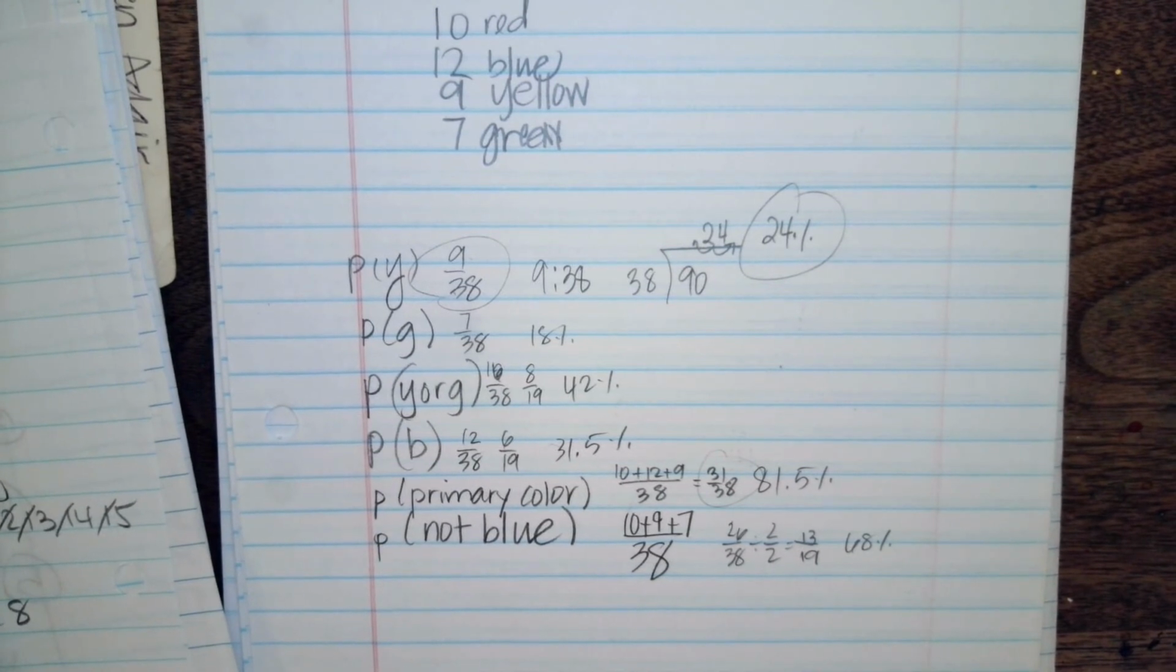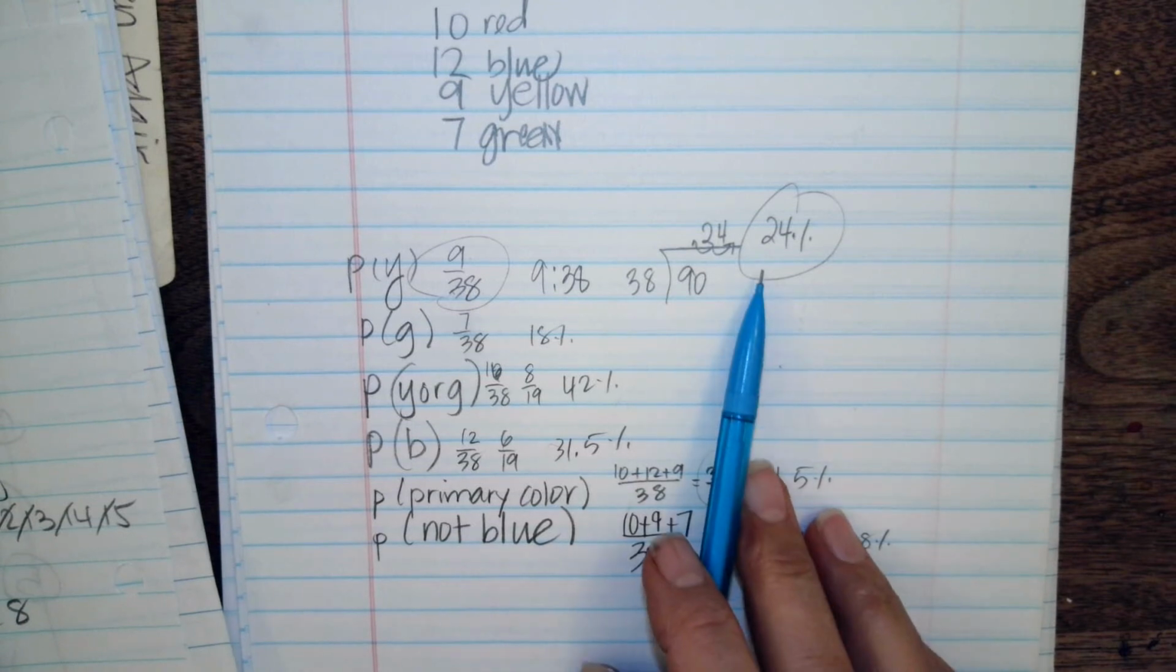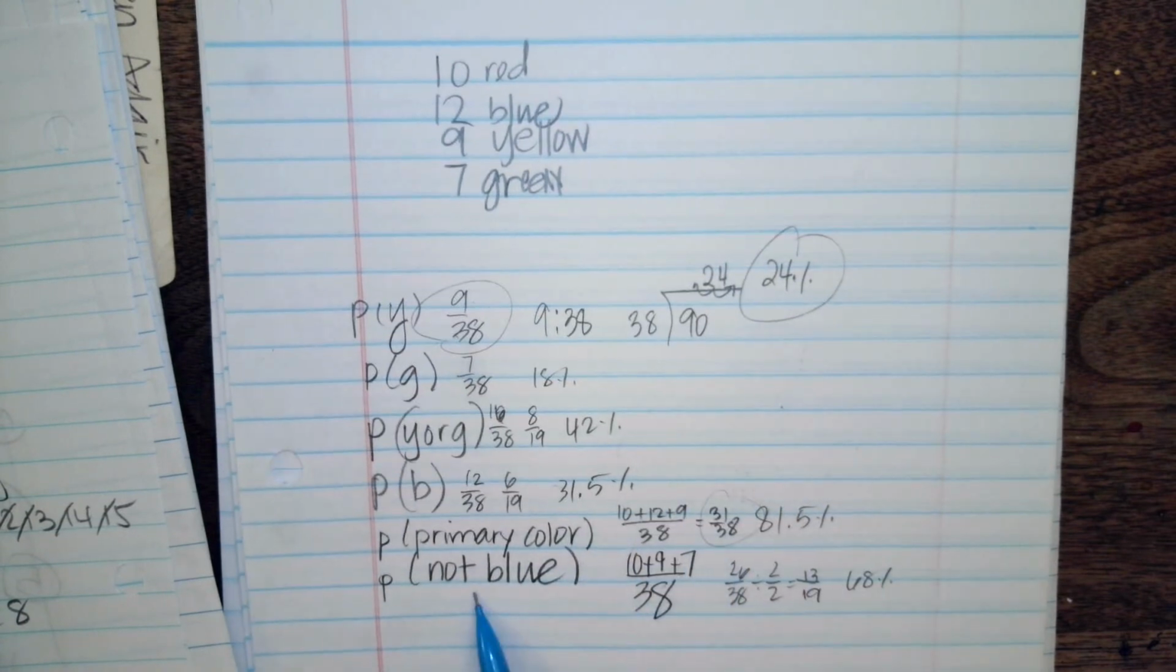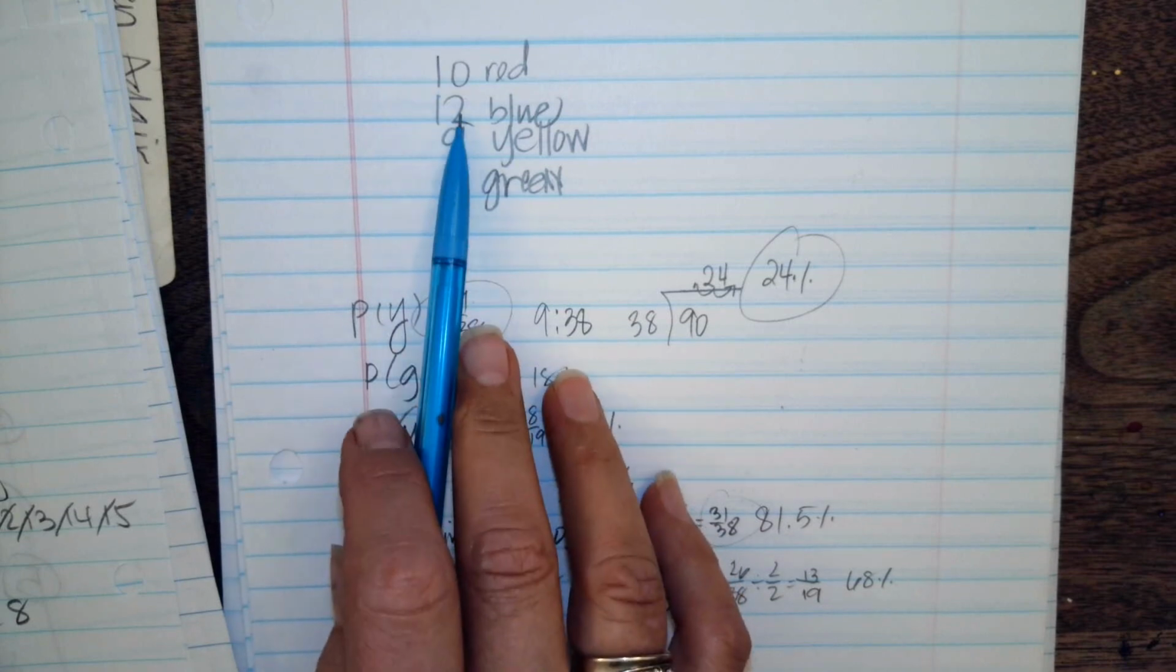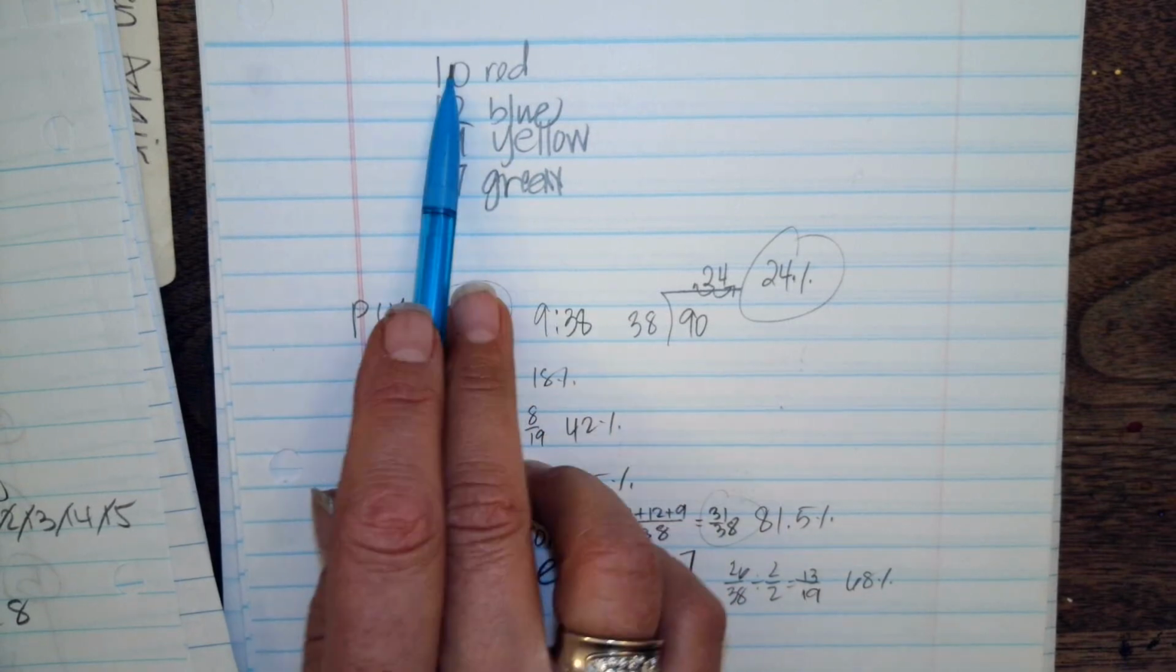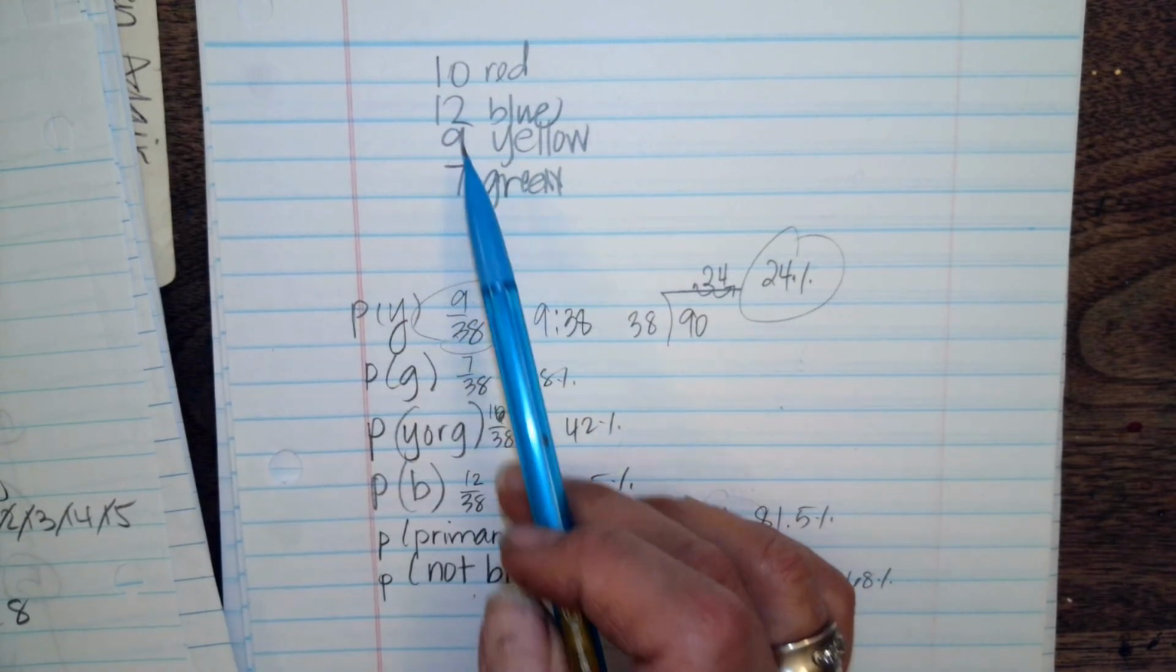And then to find not blue, you basically add up whatever's not blue. Or you can do the total minus blue. Either way.